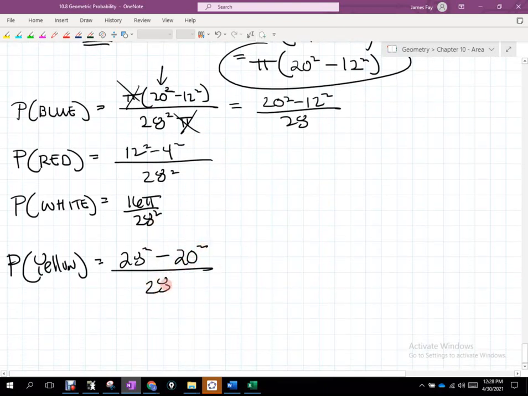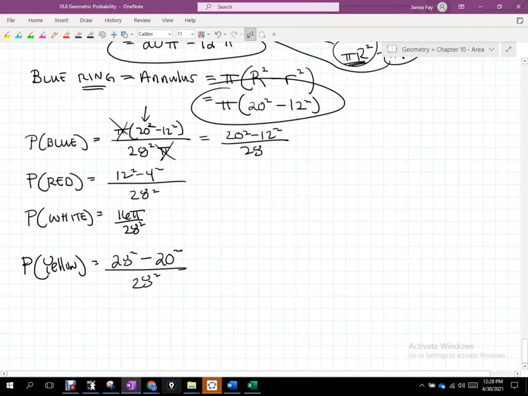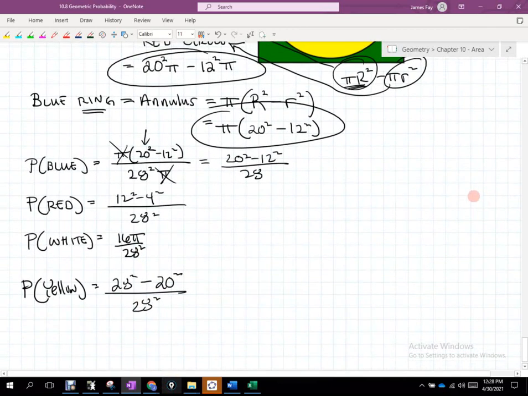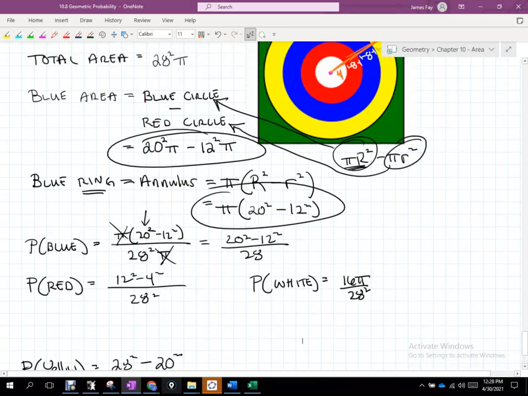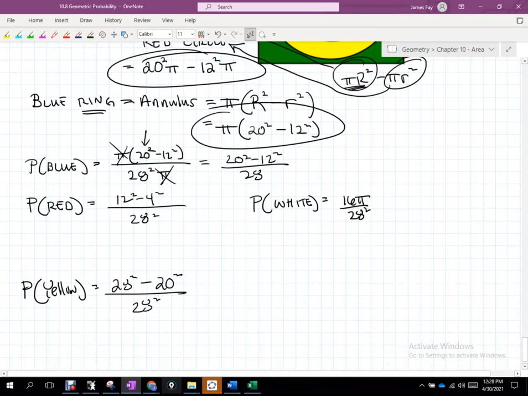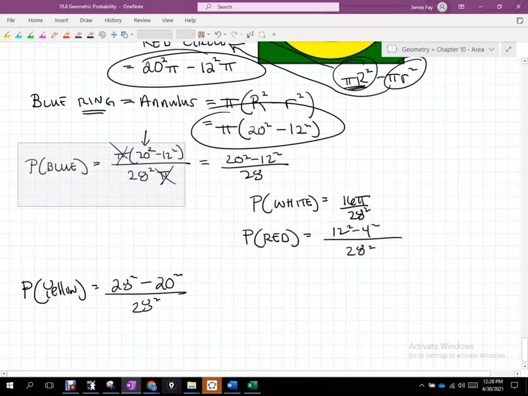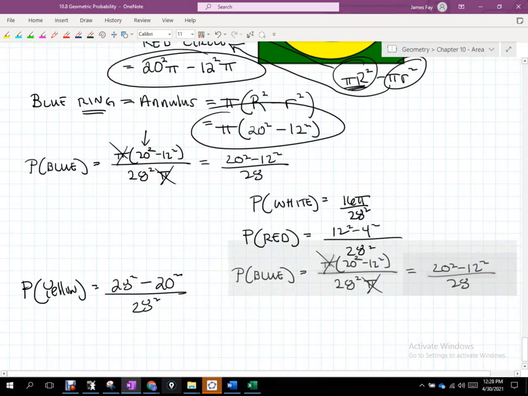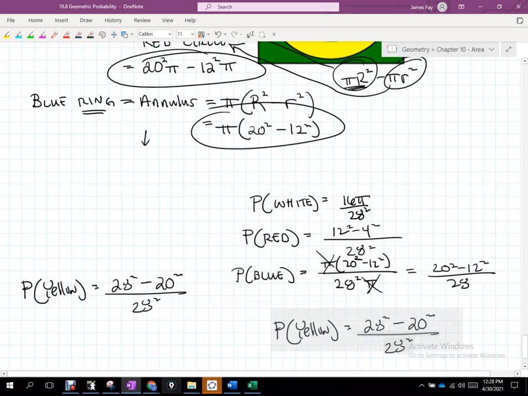And then we'll divide by 28 squared. So we'll calculate all these in a moment, but I'm going to put them in order first. So the white, by what we know about hitting a bullseye, isn't the white going to be easier, or sorry, more difficult to hit? Okay. So I'm going to put the white one first. I'll put the red one next, then the blue one, and then we'll follow up with the yellow one.